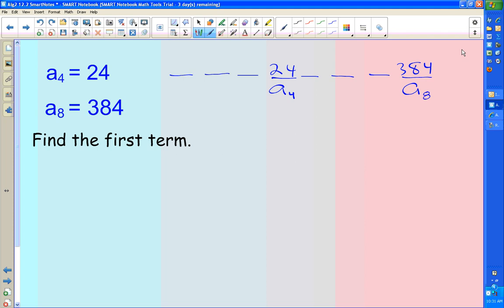Okay? And in the land of make-believe, all kinds of things happen. Here's what we're going to do in our land of make-believe. We're going to pretend that 24 is a sub 1. And that would make 384 a sub 5. Does everybody follow what I'm doing here? In green, we're going to pretend that a sub 4 is really a sub 1, and a sub 8 is really a sub 5.